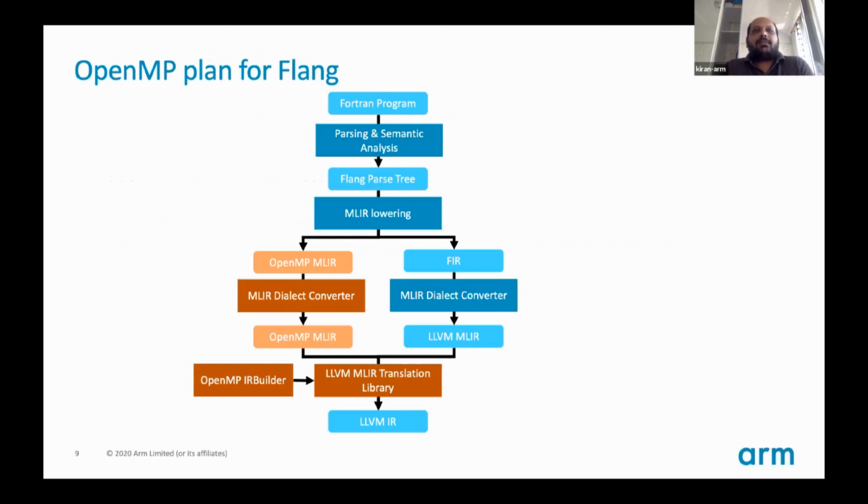So finally, we come to this new flow for OpenMP in Flang. If you have a Fortran program, it goes through some parsing and semantic checks, and you get a Flang parse tree. It's lowered into a mix of OpenMP MLIR and FIR. It undergoes several conversions and finally results in OpenMP and LLVM MLIR. Then you use the OpenMP IR Builder to translate that completely into LLVM IR. So that's the high-level flow for OpenMP inside Flang. In the next two slides, I'll show an example so that this becomes more clear.